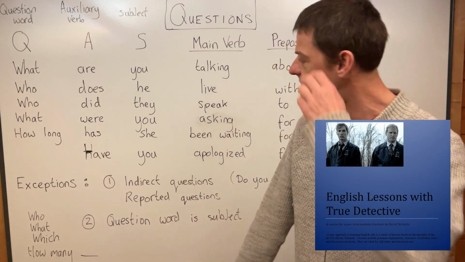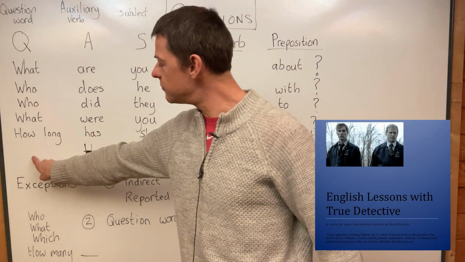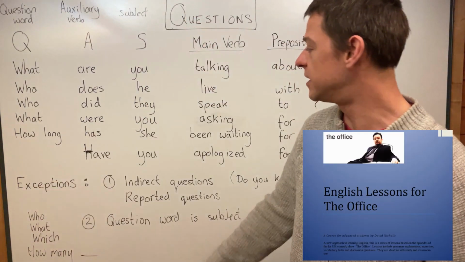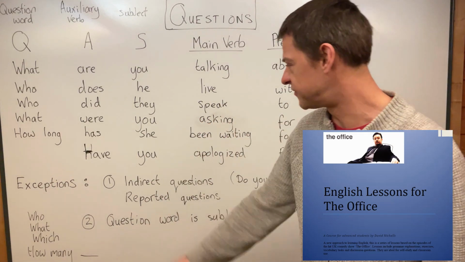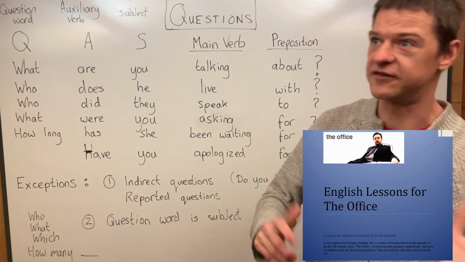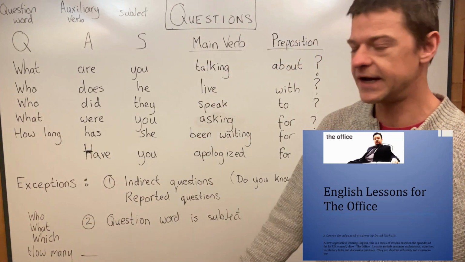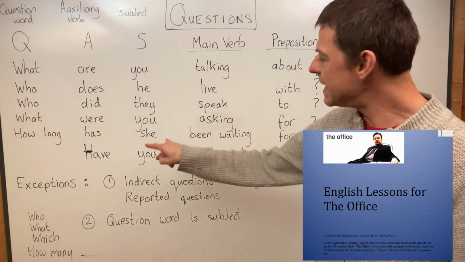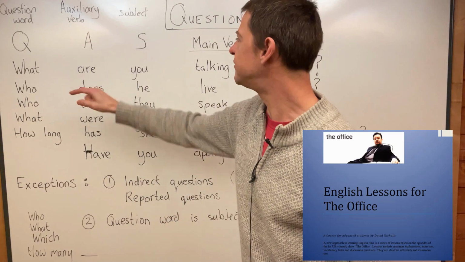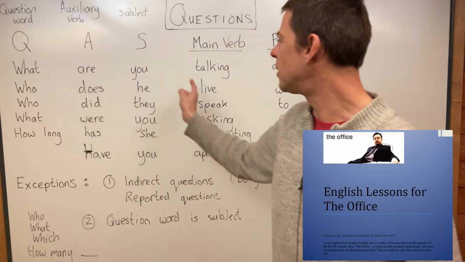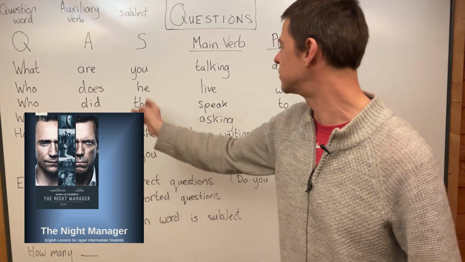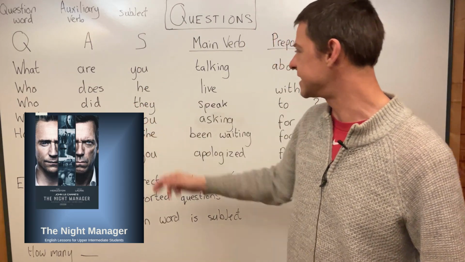Present perfect simple. Now notice that questions don't have to have a question word. They might be a yes or no question like this. Have you apologized? Yes or no. And if it's a yes or no question, there's no question word. Okay? But the main thing to remember is that we see this inversion. We don't say you are talking, we say are you talking? Does he live? Did they speak?